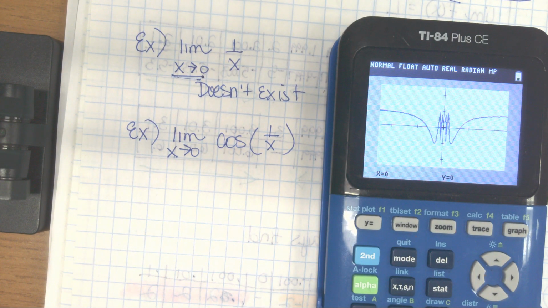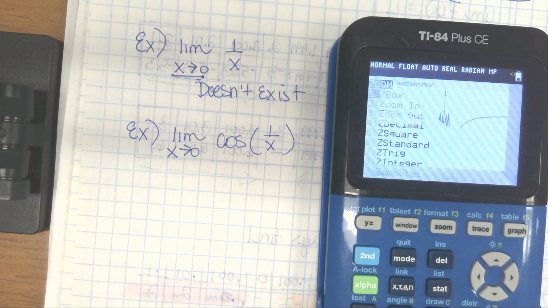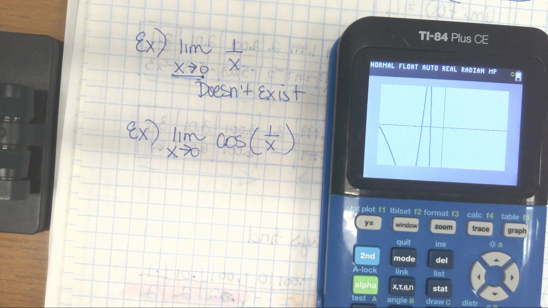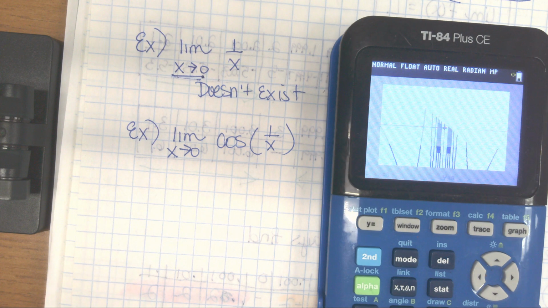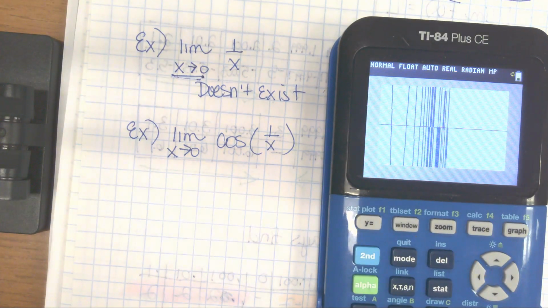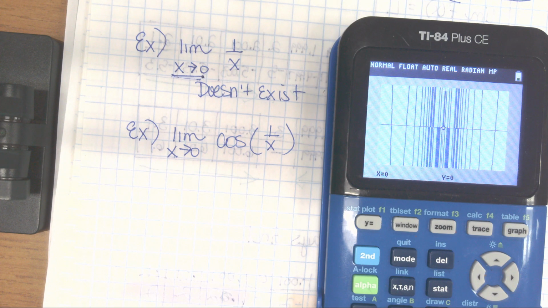Whoa. What does that mean? I don't know. Let's investigate. Let's zoom in again. What in the world is going on there? Did you see the graph go like this? Okay, zoom in again. Do you think you're going to be able to find that limit?